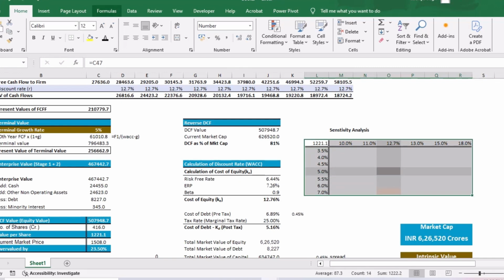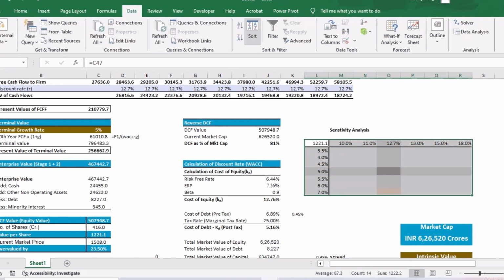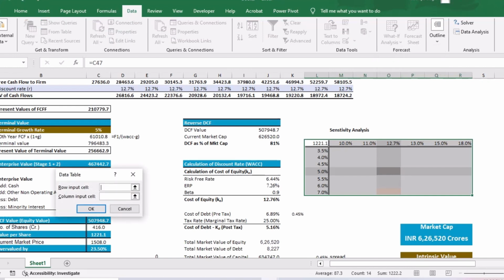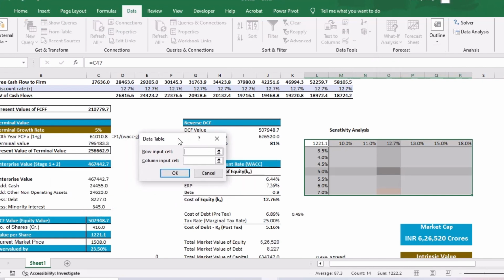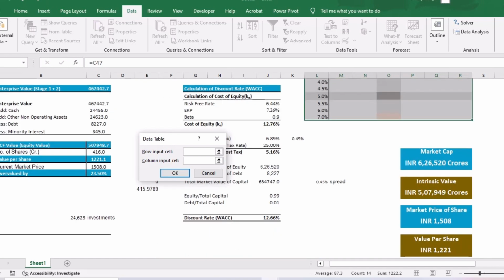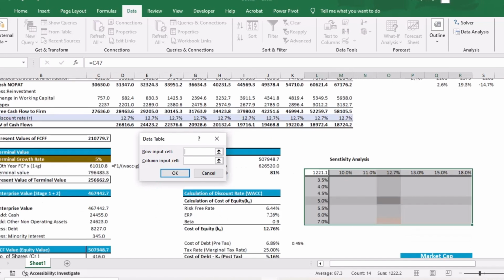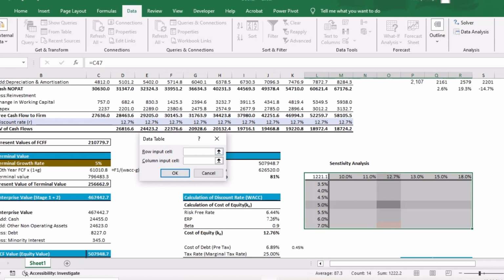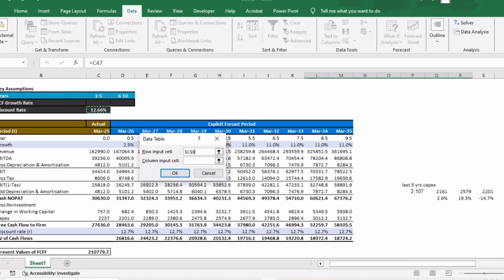Now we will go to data. Under data, data table, and this is the window that we see. So what is it asking? Row input cell. So this is our row and it is showing this figure. Okay. So you can directly link it from here as well, here as well. Okay. Link from here.